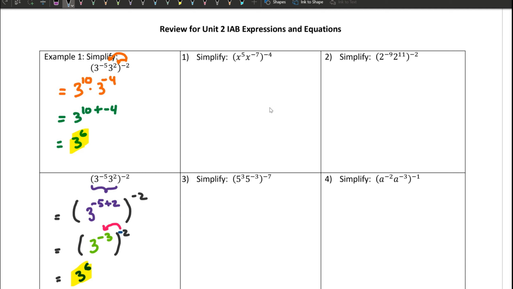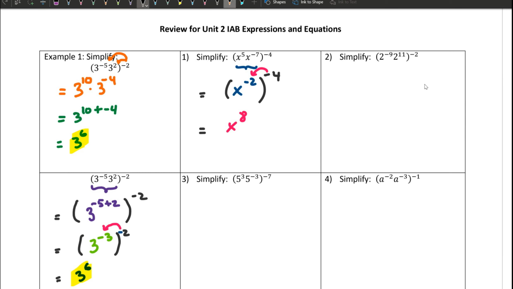Alright, I assume that you already paused the video and worked it out, so now here's the answer for numbers 1 through 4. This one we're going to use a product rule. 5 plus negative 7 will give you negative 2. I use the second method. And then I will keep the power from the outside. Then I can use the power rule, negative 4 times negative 2, so x to the 8th power. That will be it for number 1.